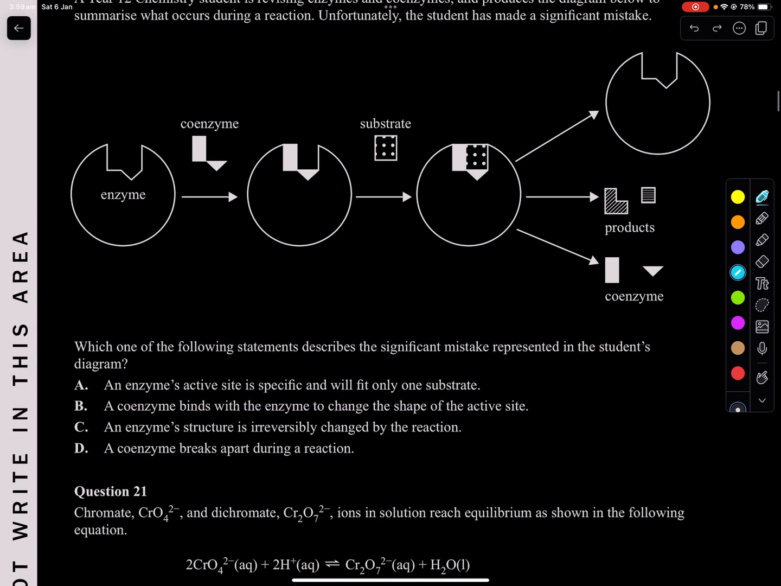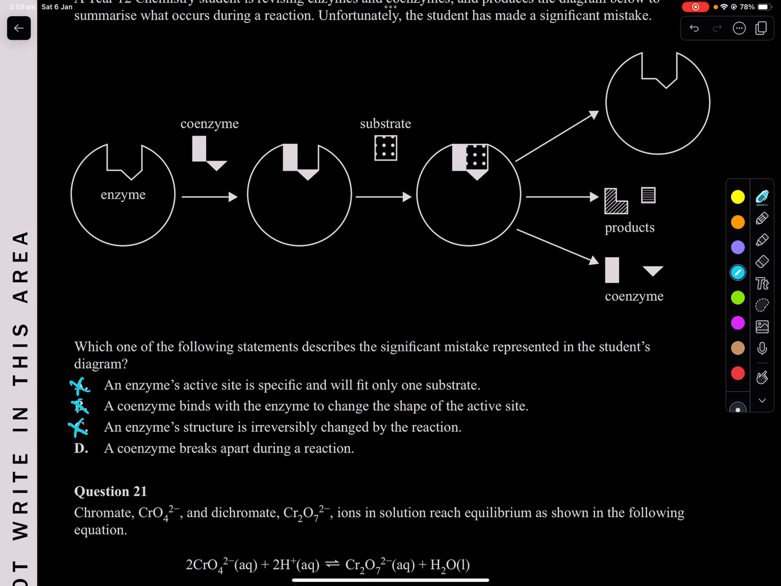An enzyme's active site is specific. That's true, and will fit only one substrate. But that's not going to explain why he's made that mistake, so I don't know what that is. A coenzyme binds with the enzyme to change the shape of the active site. That's true, but that's not the mistake. The mistake is like, why is the coenzyme broken? An enzyme structure is irreversibly changed. That has nothing to do with it.